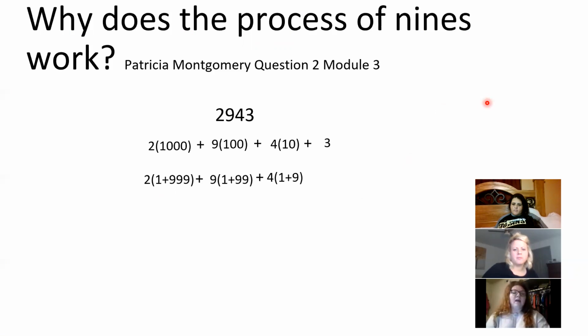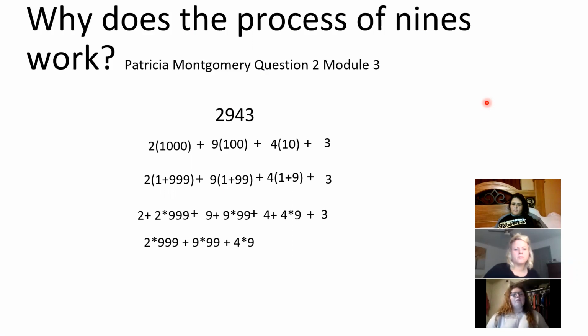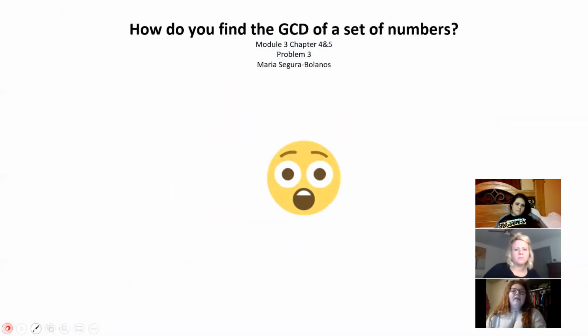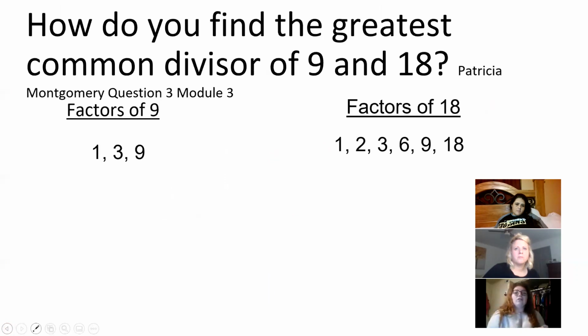and 1 plus 9. So then we're just going to distribute into all of those parentheses to get 2 plus 2 times 999 plus 9 plus 9 times 99 plus 4 times 9 and then plus 3. So once you put all the things that are the same together, we know that all of the times 9s are going to be divisible by 9. And then we're left with those same digits that we originally started with in the first place.